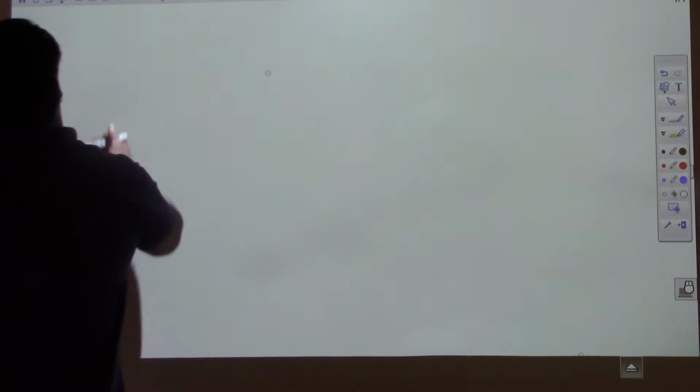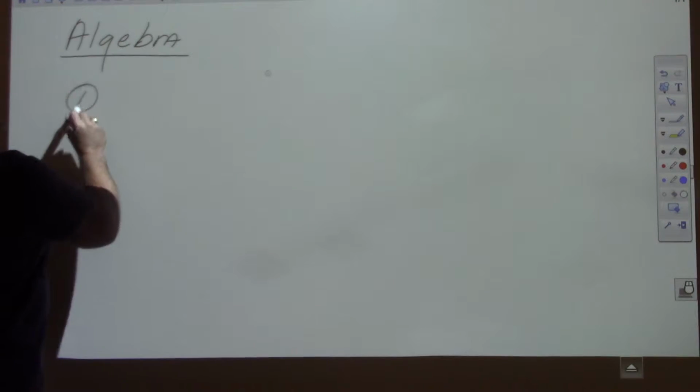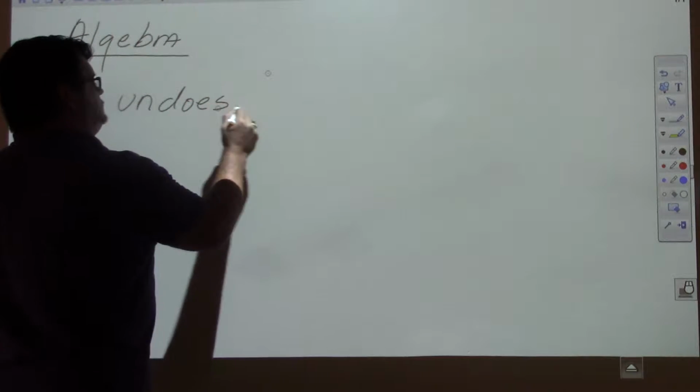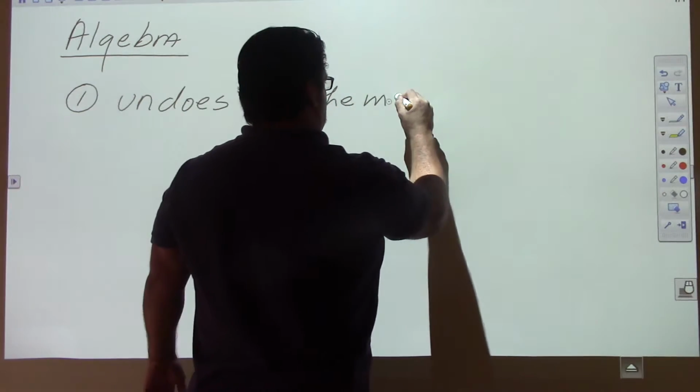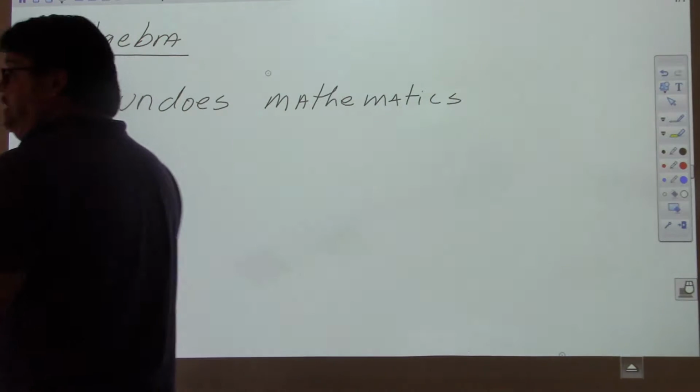There's two objectives or two things about algebra that you need to know. Actually, there's three things about algebra. One, it undoes mathematics. You know how subtraction undoes addition and addition undoes subtraction? Well, algebra undoes mathematics.